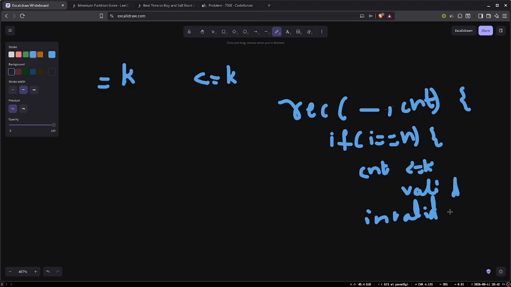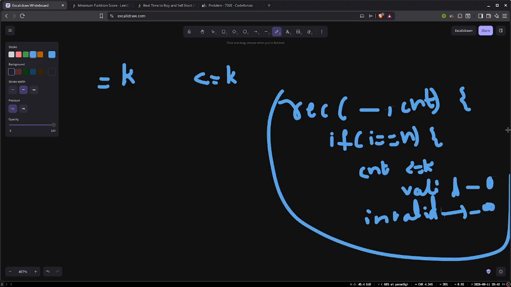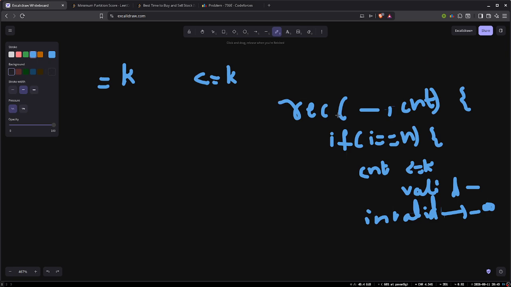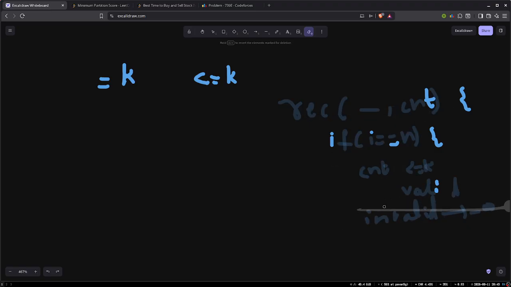Yeah, so in this case you would prune it. Like if you are maximizing something, you would return a minus infinity here and you would return a 0 here. That's how you would be handling this. Okay, so that's one way of doing it.